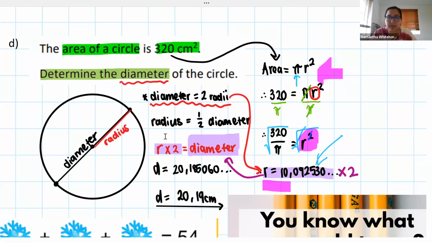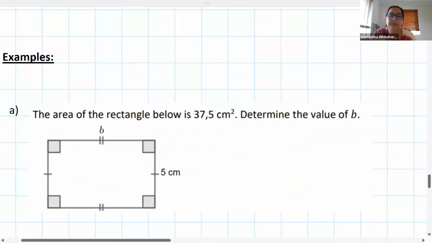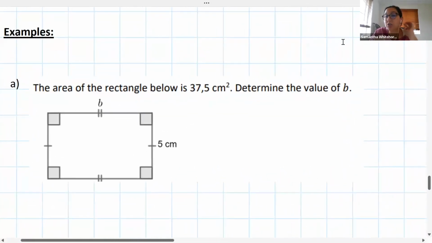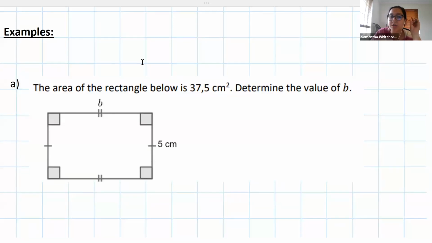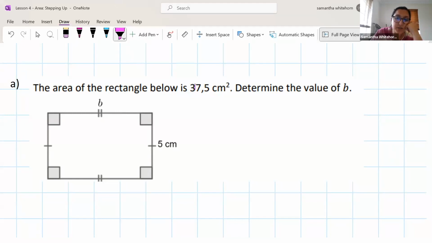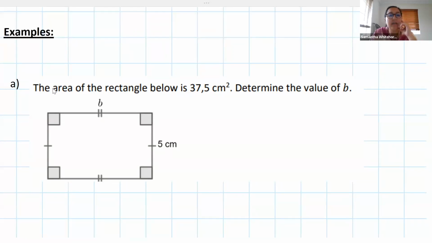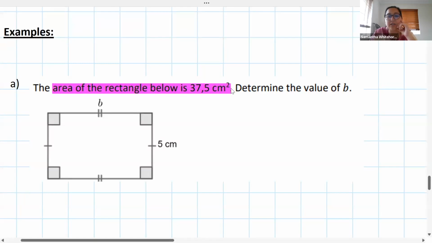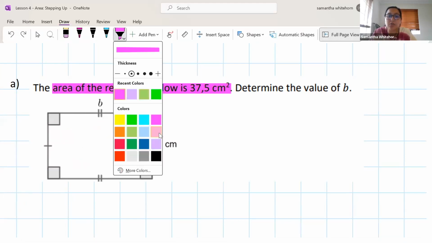Right, guys, on that note, let us get into this. I'm going to ask you to try this one by yourselves because this is very, very much the same question as what we had earlier with the square. Right, so on the chat, let's just focus, please. Break is over, and good luck to everyone who is writing. So it says the area of the rectangle below is 37.5 centimeters squared. So I'm telling you what this area is. I am then asking you to go and determine the value of B.